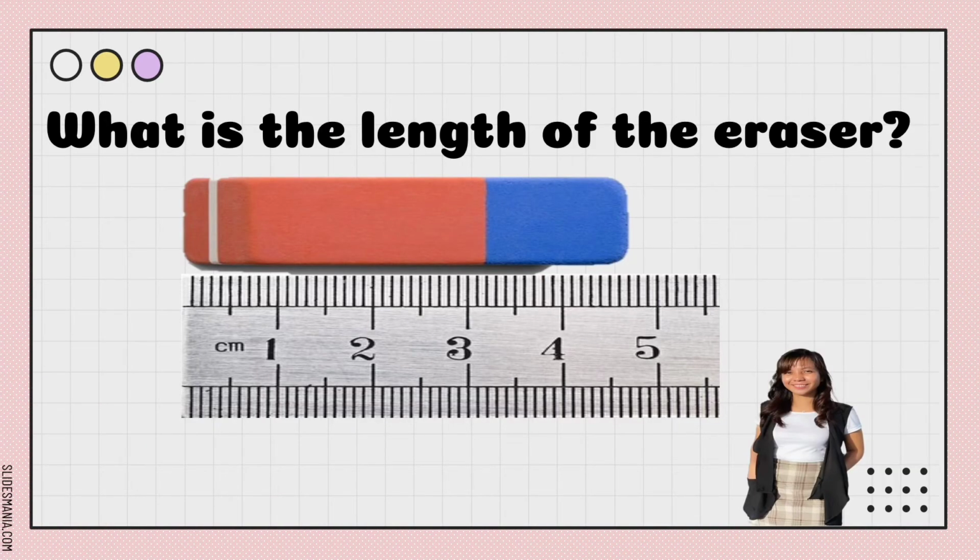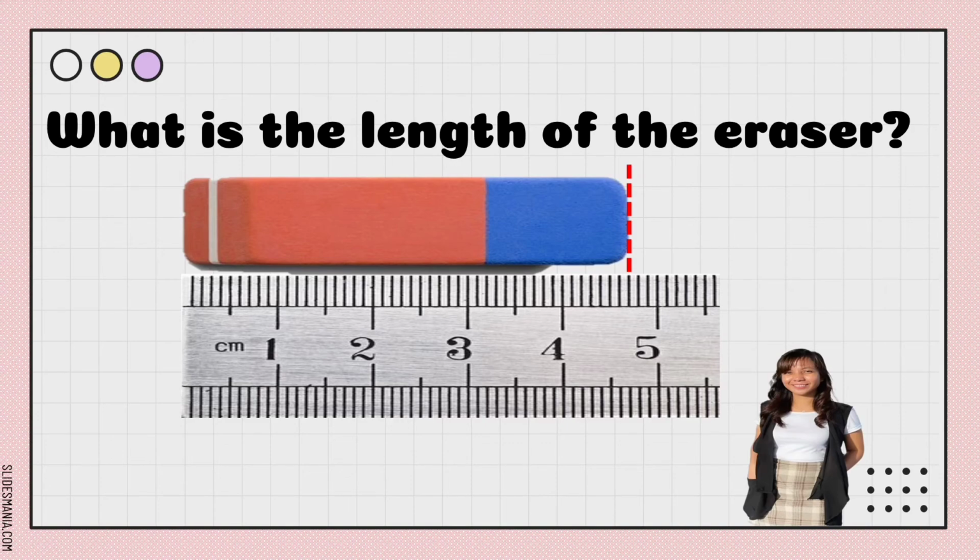What is the length of the eraser? This is the eraser and this is the ruler. It is in centimeters. cm stands for centimeter. The length of the eraser is up to here. By these numbers, 1 centimeter, 2 centimeters, 3 centimeters, 4 centimeters, and then we can proceed to 5. But as you can see in this illustration, the length of the eraser is just up to here.